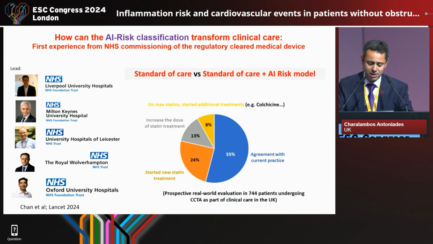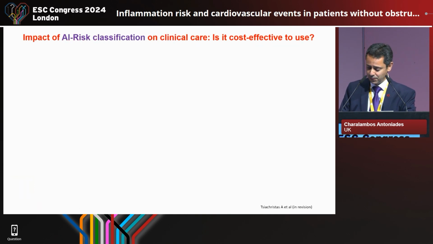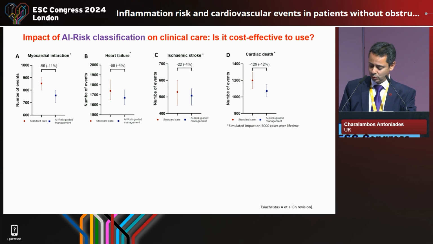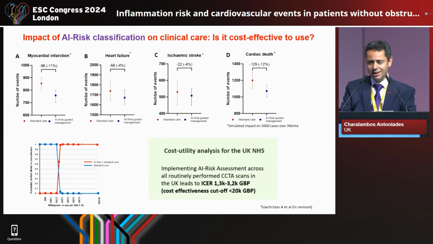This technology is now in the NHS. It has been found to change management of 45% of the patients in the healthcare system of the UK. And essentially, these are the predicted reduction of events in a model of 5,000 patients over a lifetime period. So there is an 11% predicted reduction of myocardial infarction events and another 12% reduction of cardiac death. And in a health economic analysis, this is also cost effective with an ICER of 1.3 thousand pounds when the cutoff that NICE has set is 20,000 pounds.